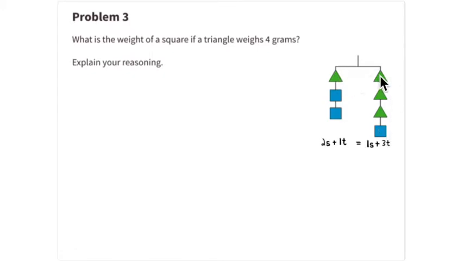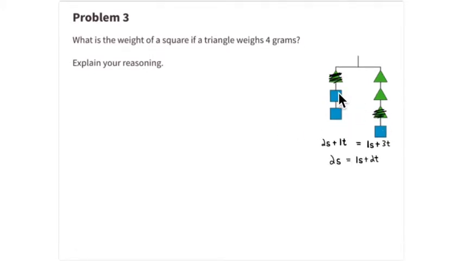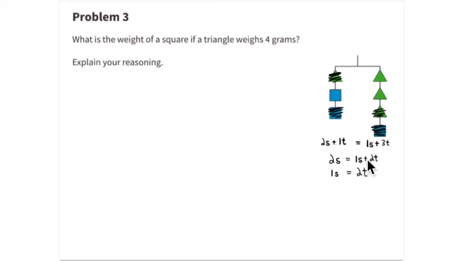And so now we can start to remove equal weights from each side to keep it balanced. So I can remove 1 triangle, and if I do that down here with this equation, I can remove 1 triangle from the 3 triangles and end up with 2 triangles. So now we're at 2 squares are equal to 1 square plus 2 triangles. So now I can remove a square from each side. And so this 1 square now is equal to 2 triangles.